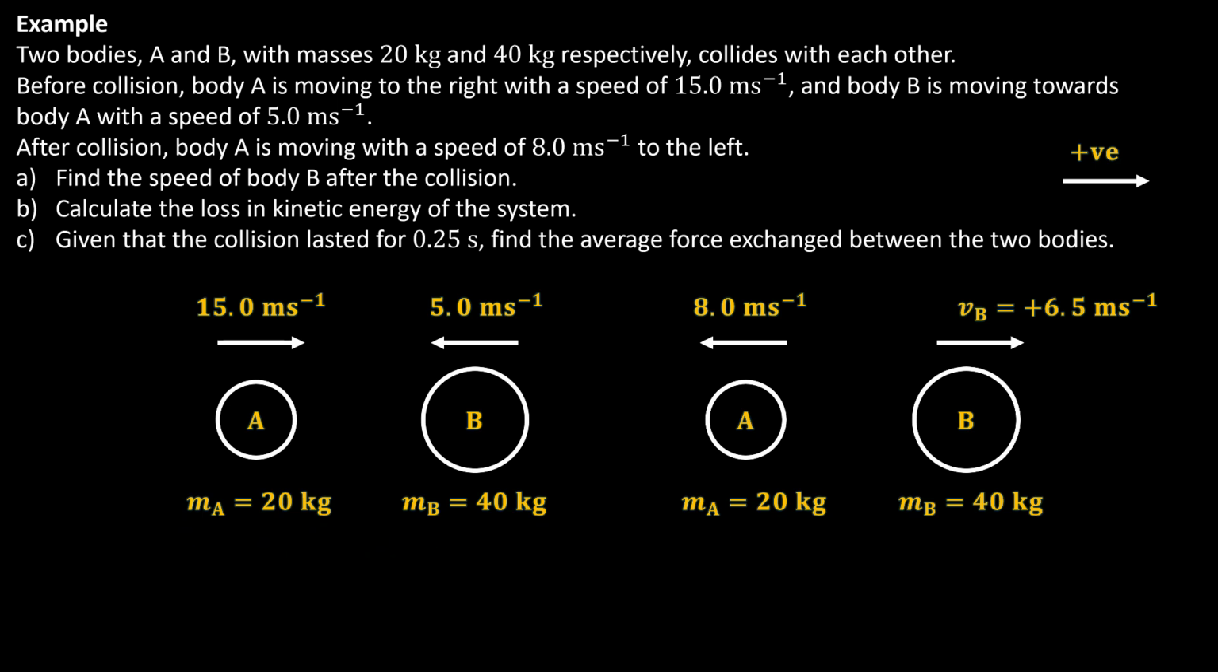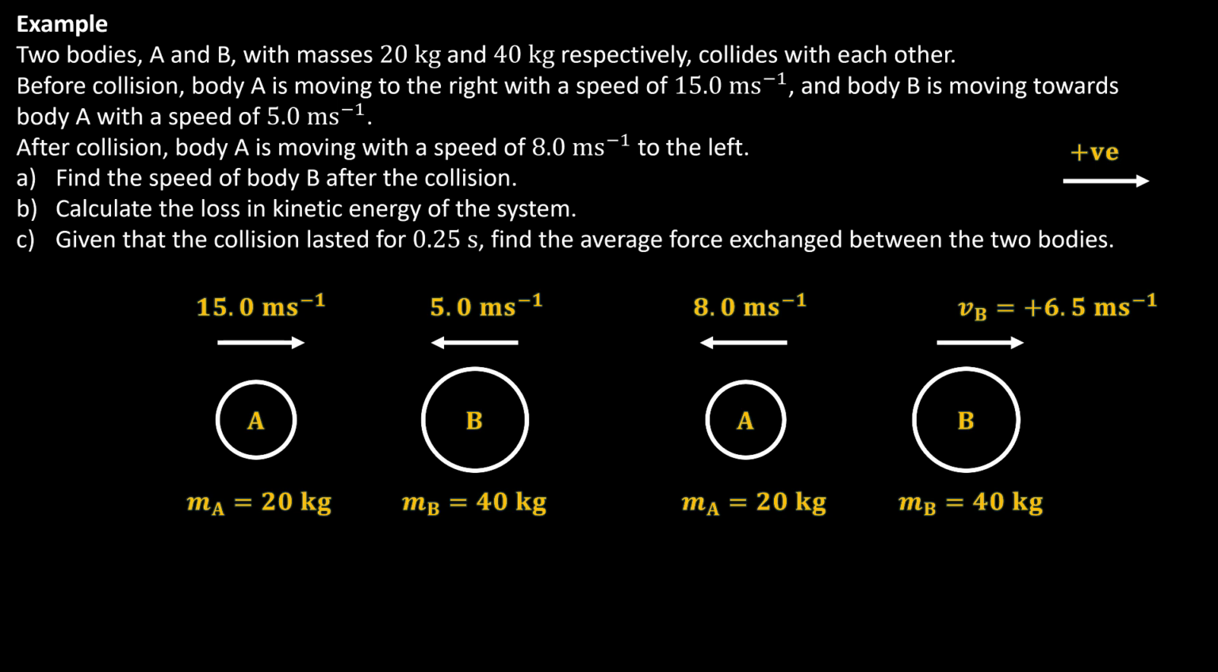Now for part C, to calculate the force exchange, we just need to calculate the force on only one of the bodies. Now why is that? It is because from Newton's third law, the force exerted by body A on body B is equal but opposite in direction to the force exerted by body B on body A. So we simply have to choose one of the bodies. So let's choose body A.